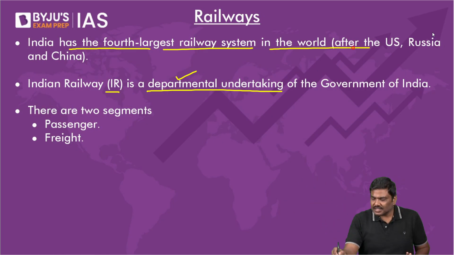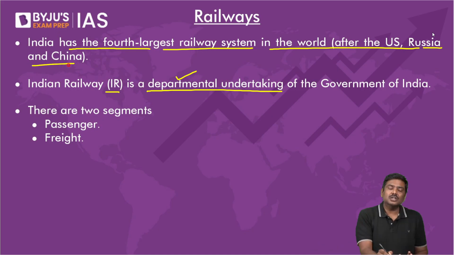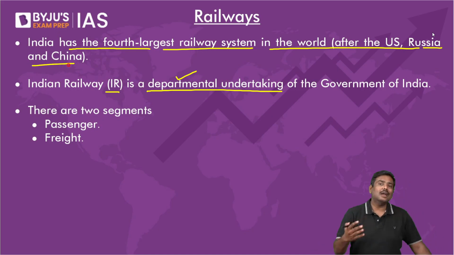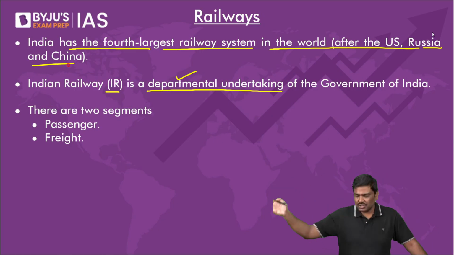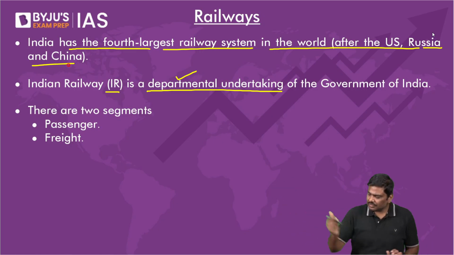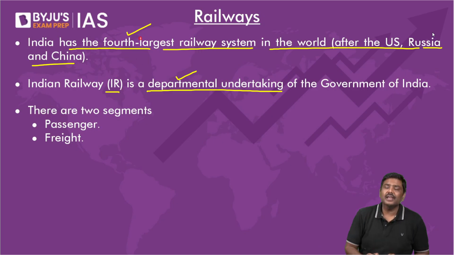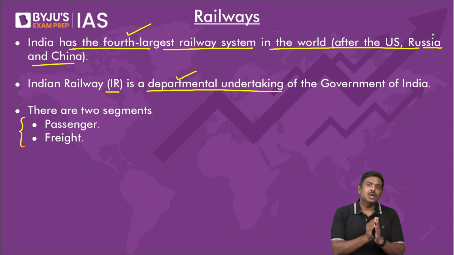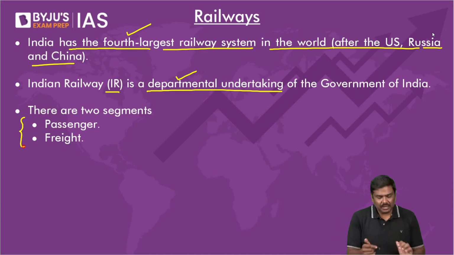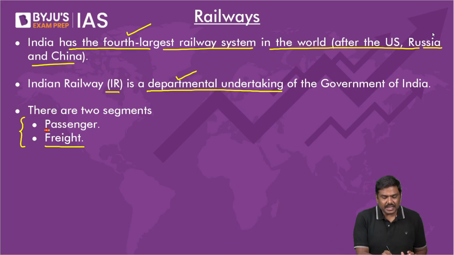The largest railway networks in the world: the top three are the USA, followed by Russia, followed by China. Then the fourth largest is the Indian Railways. Now there are two segments, two parts of Indian Railways. One is called the passenger segment. The second one is called the freight segment.